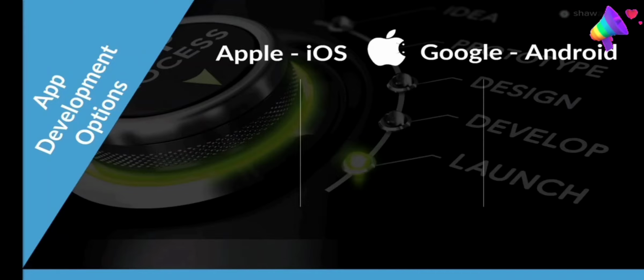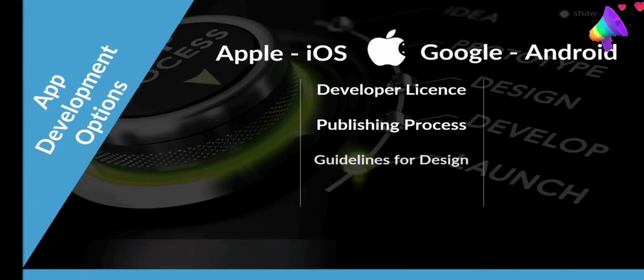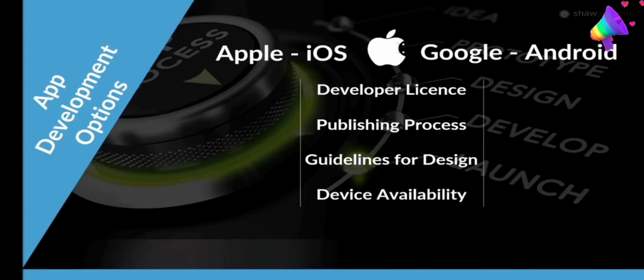Now, to break down the difference between Apple and Android for you, to really tie in what platform you want to actually design your app for, I'm going to cover 4 quick topics just now. And that is our developer license, the publishing process involved in both iOS and Android, guidelines for design that are available for you, and of course, the device availability.